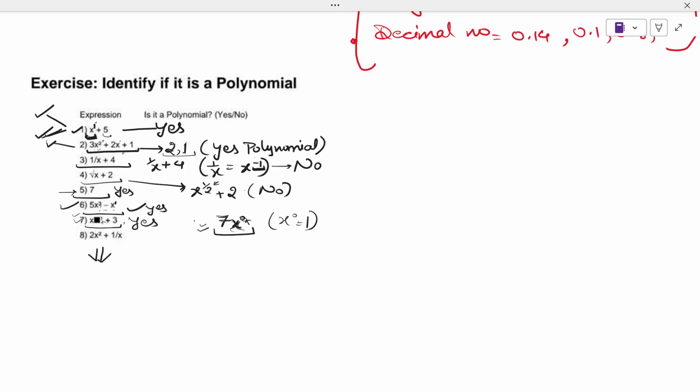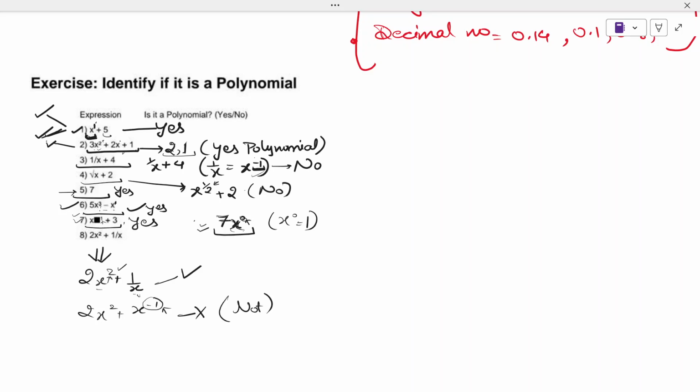Now tell me about this 8th example: 2x square plus 1 upon x. Here the terms are in addition. Okay, so the first condition is followed. Now tell me, is the second condition followed for this expression? Here the x power is 2. This is a whole number. Okay. But 1 upon x can be written as x power minus 1. Here x power minus 1 is not a whole number. So the second condition is not followed for this expression. So this is not a polynomial.